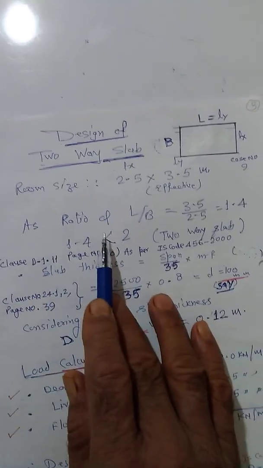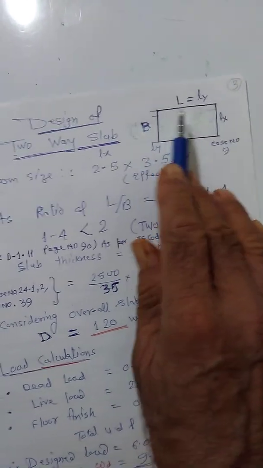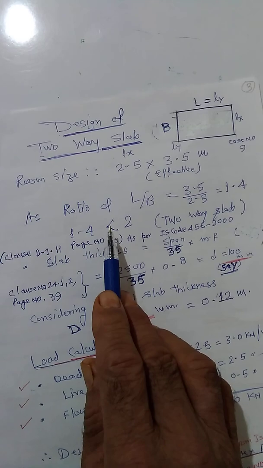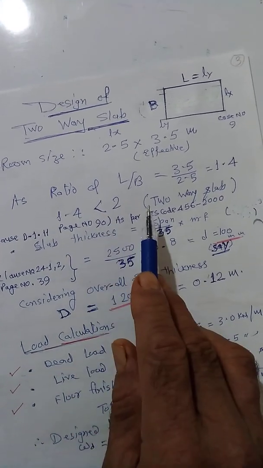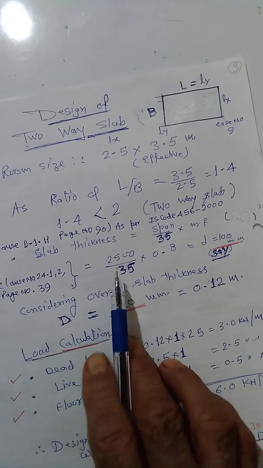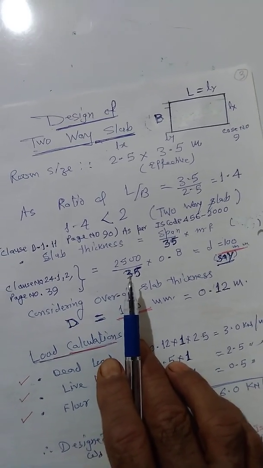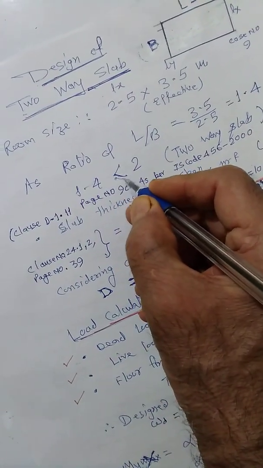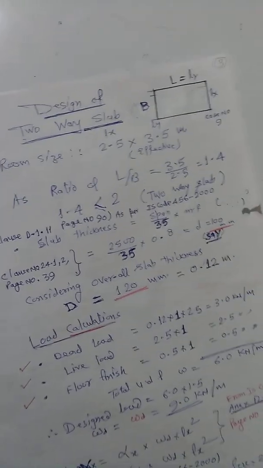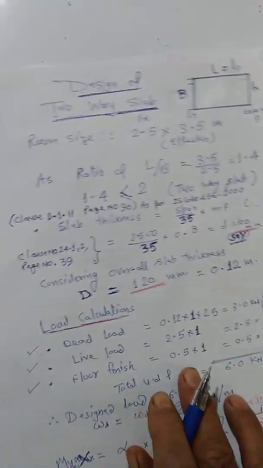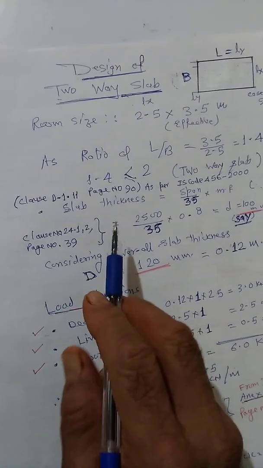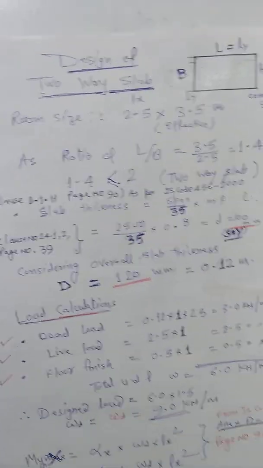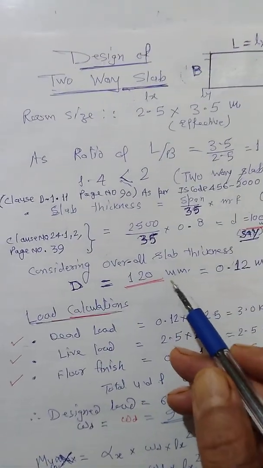The code says that if the ratio L by B, the longer dimension upon the shorter dimension, is less than or equal to 2, we call it a two-way slab. Equal to is also there, no doubt. But if it is greater than 2, that will be a one-way slab only. This is already mentioned in clause D-1.1.1, page number 19 of IS 456:2000.